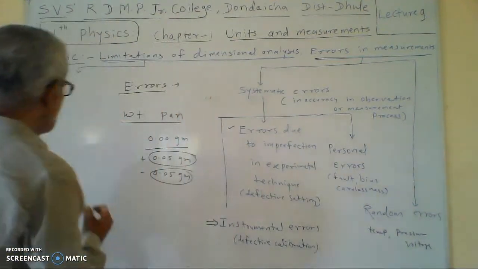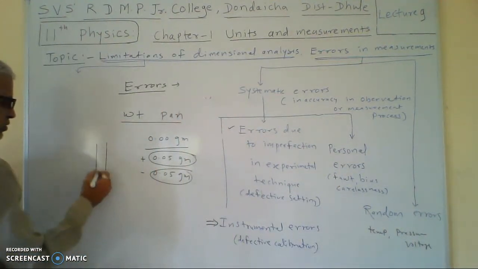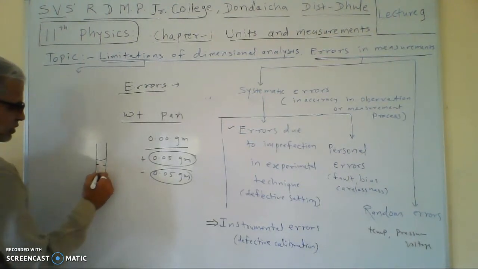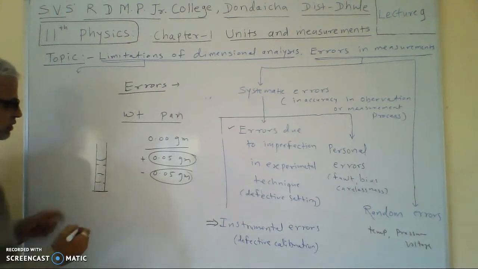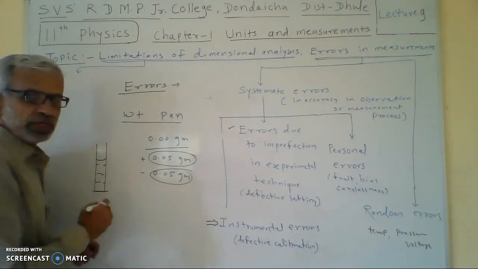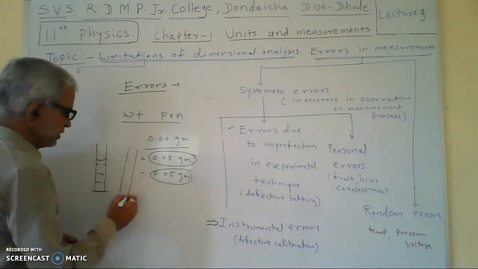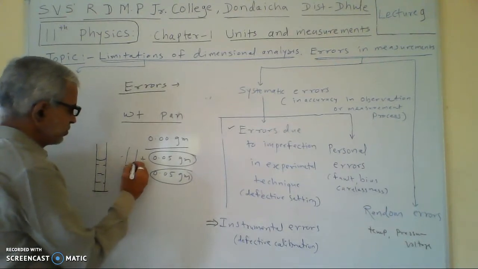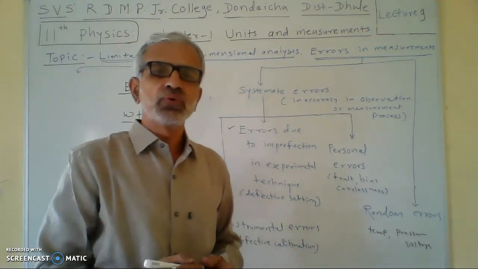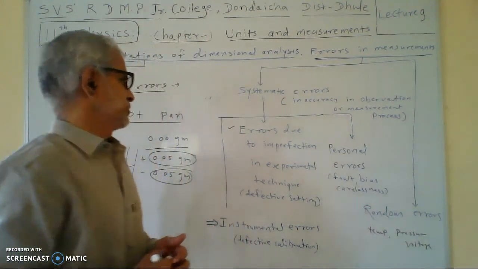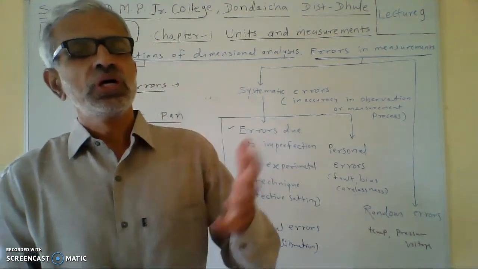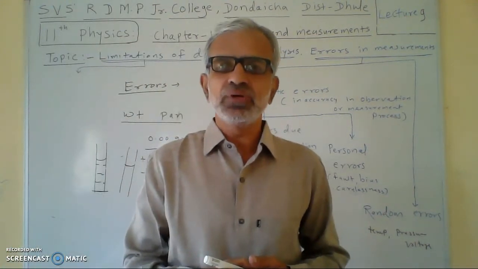For example, suppose you want to measure volume, then the beaker should be vertical. When you measure volume, it should be vertical. If it is not vertical, then there will be error. Means if you see the beaker like this, then it will cause error, and that error is the second type of error, which is due to the imperfect setting of the experimental technique.